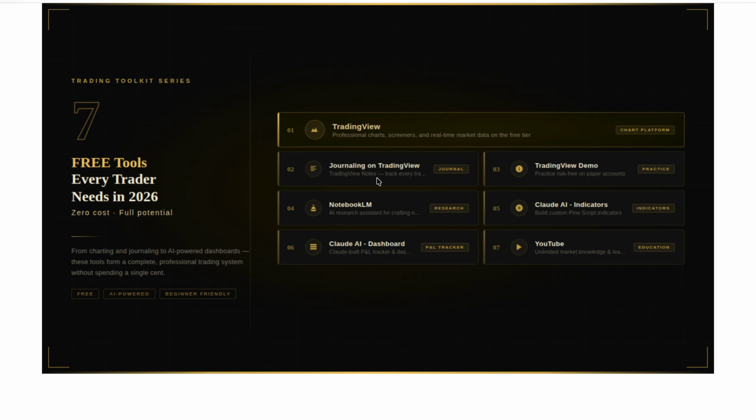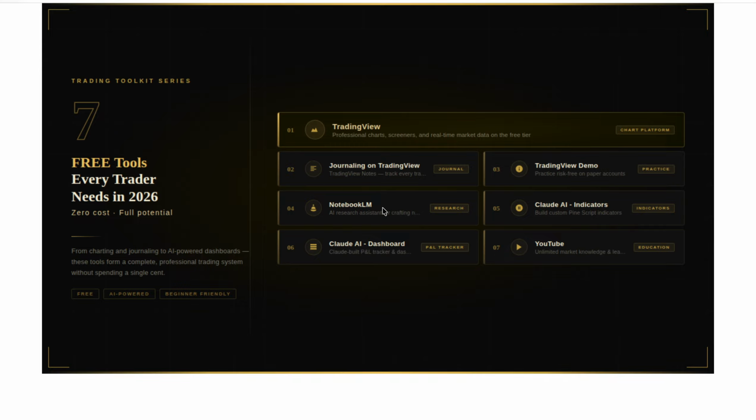Also on Tradingview, make use of this. There's a demo trading account available. This is for you to test your strategies, to forward test some of your strategies to make sure that you are on the right track before placing real money.